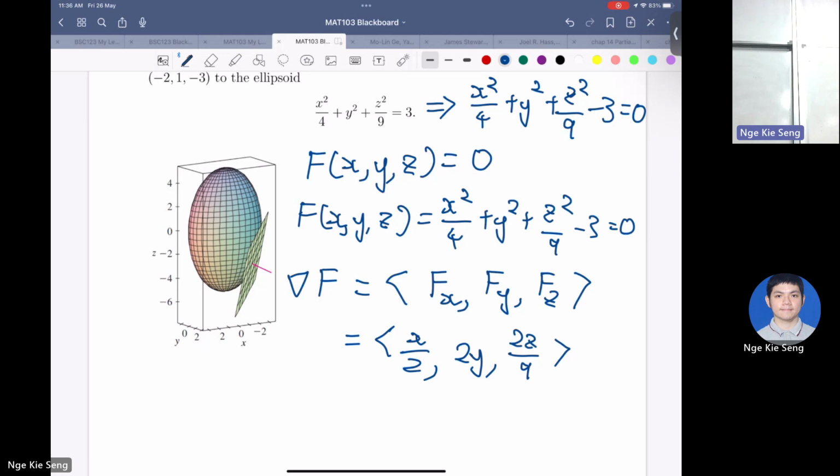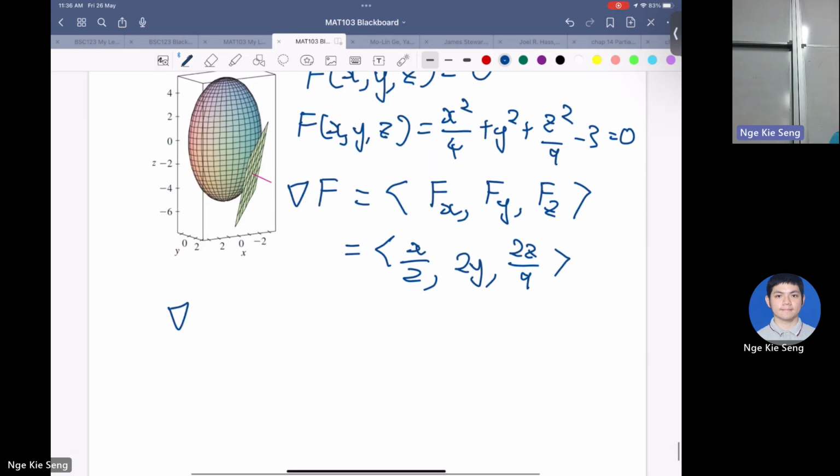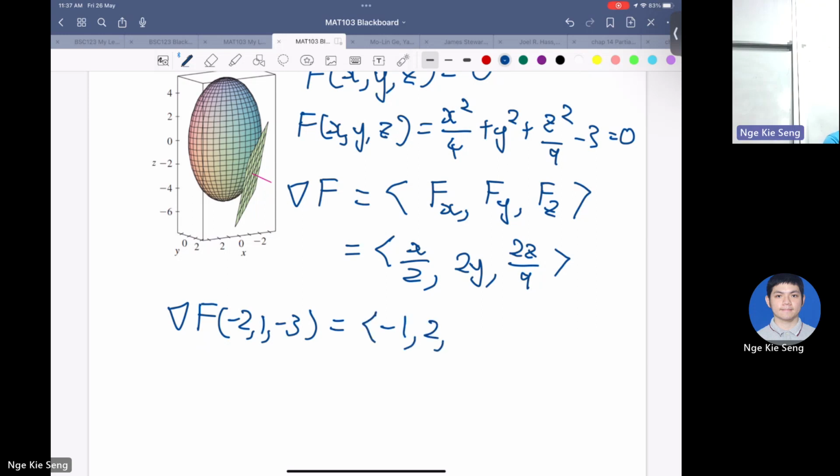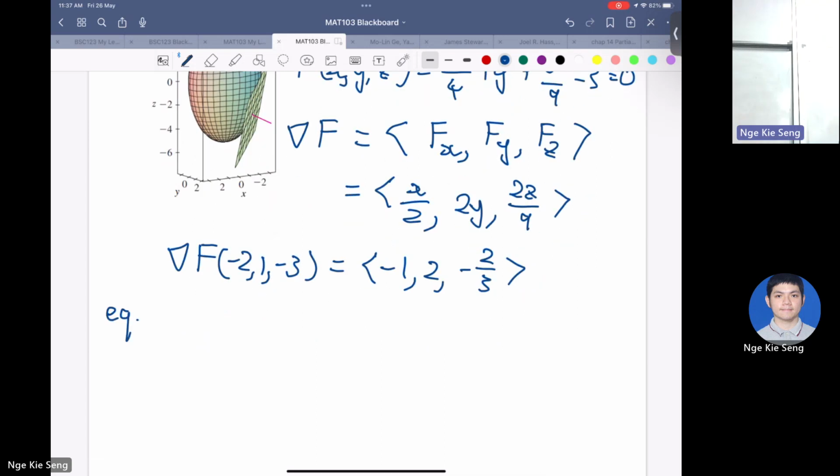Okay, so you can see that this gradient here is still a function because it still depends on x, y, z. But we want a vector at that particular point. So we need to evaluate it. So let's evaluate this gradient at -2, 1, -3. In this case, we will get -1, 2, -2 over 3. Okay, so now we have two ingredients for our plane already. So we can construct our plane.